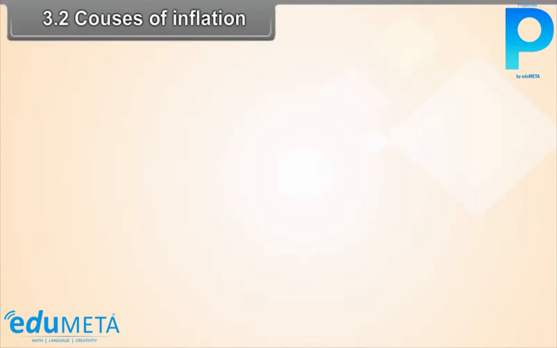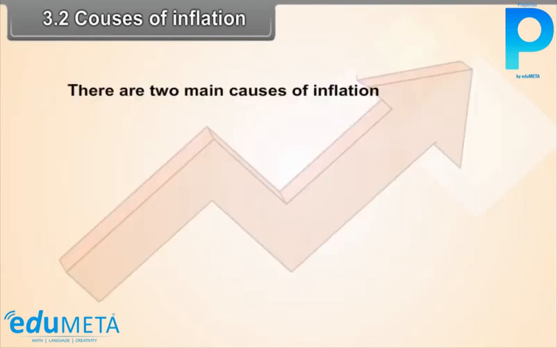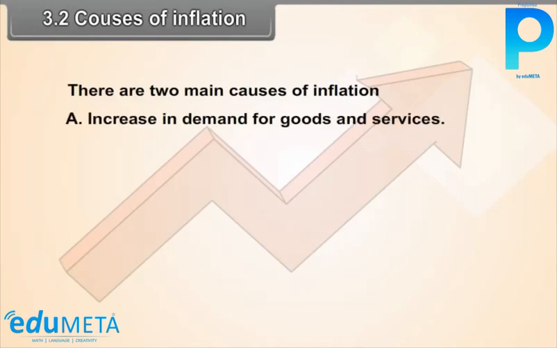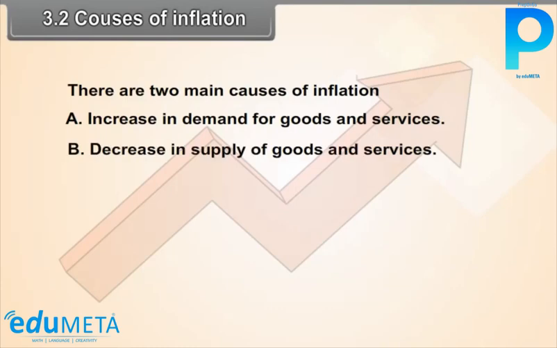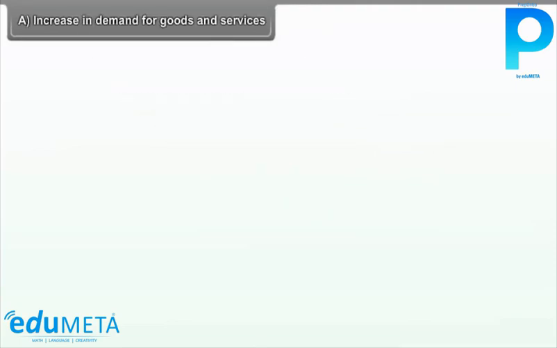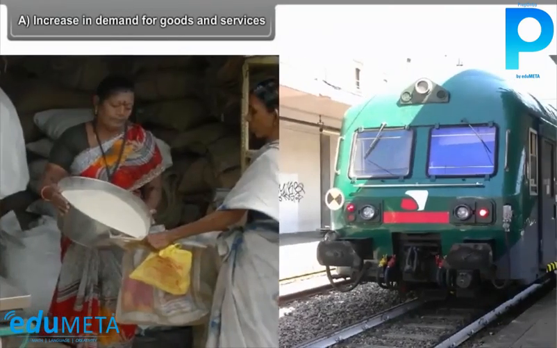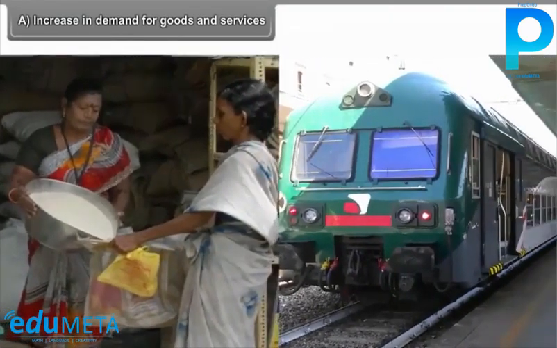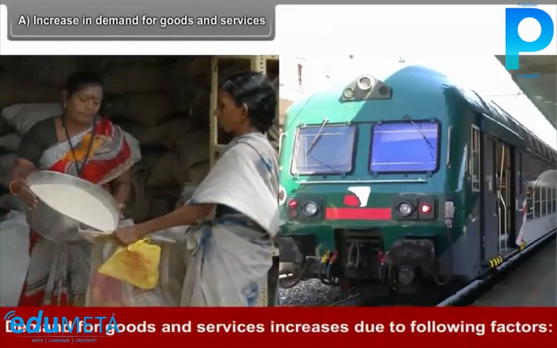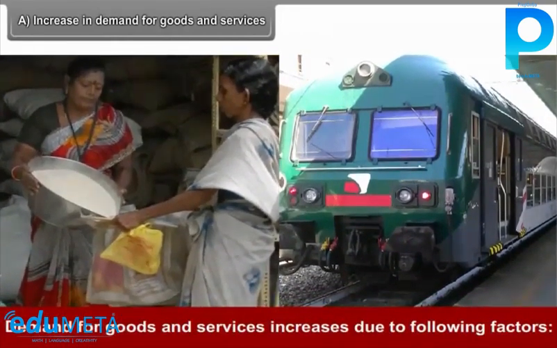3.2 Causes of inflation. There are two main causes of inflation: increase in demand for goods and services, decrease in supply of goods and services. Increase in demand for goods and services. Demand for goods and services increases due to following factors.